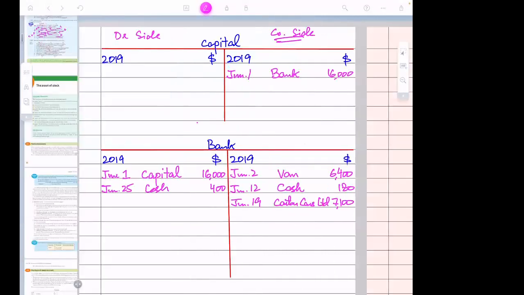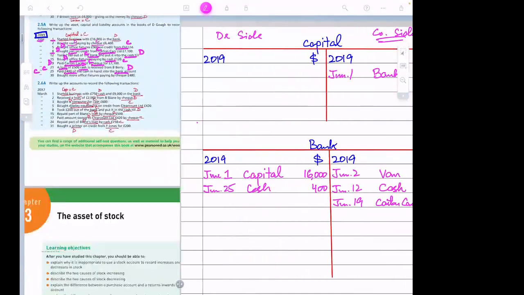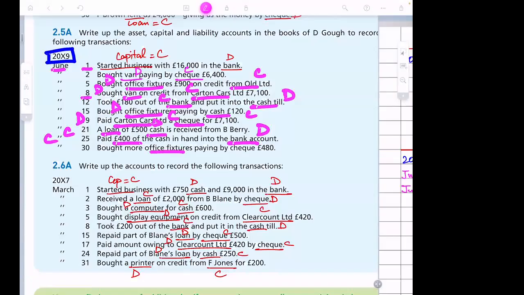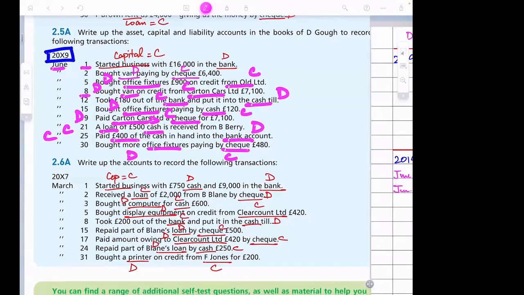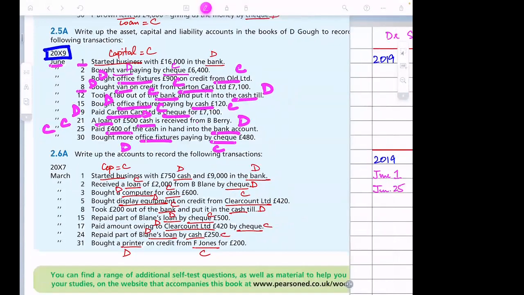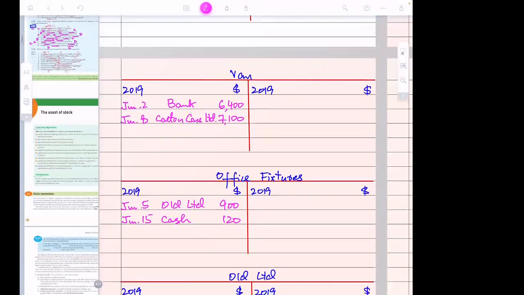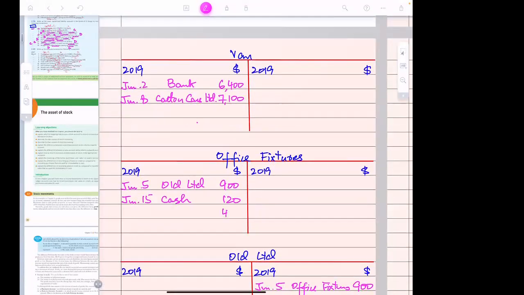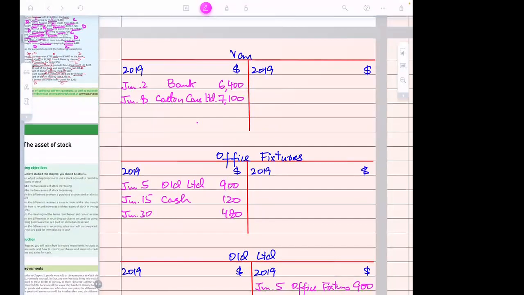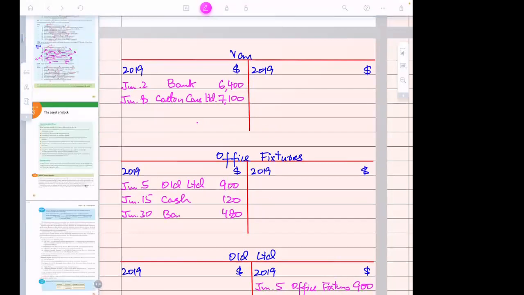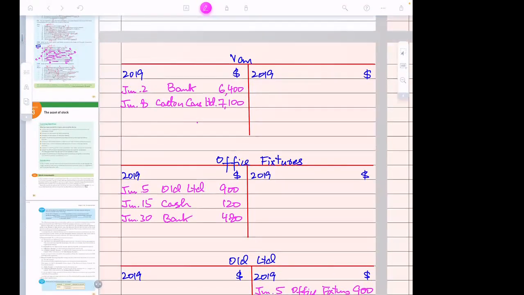All right, guys. Then we have bought office fixtures. Office fixtures will be debited and bank will be credited. So office fixtures debit by 480. This is June 30th. And we have paid through check. So bank will be credited.